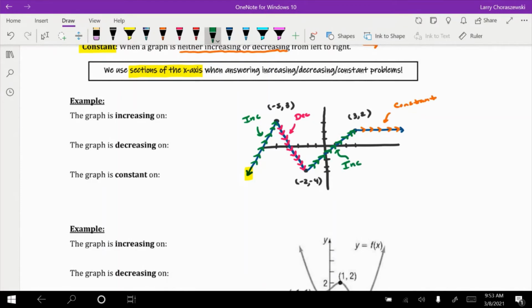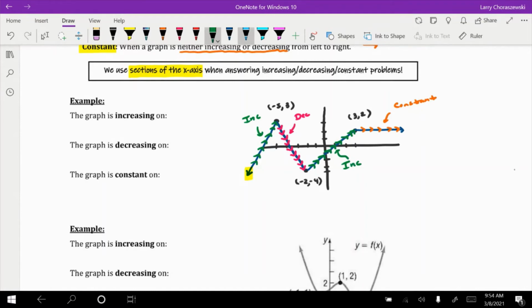And so we have a variety of behaviors here. The graph first starts out by increasing, reaches (-5, 3), then decreases for a little while to get to (-2, -4), and then increases to get to (3, 2), and then stays flat, or in other words, stays constant from there on out.